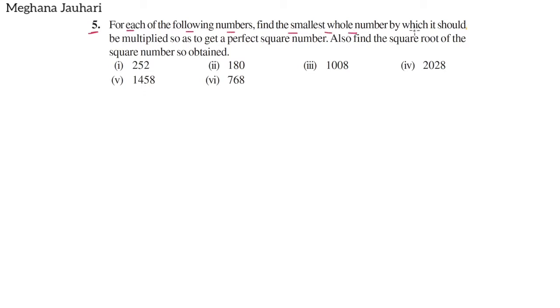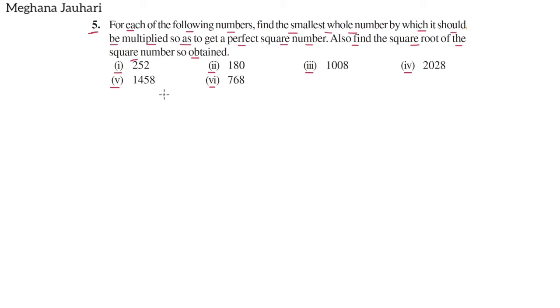In question number 5 we have to find the smallest number by which it should be multiplied so as to get a perfect square number. Also we need to find the square root of the square number so obtained, right? So we have 6 parts in this question for which we are going to find the smallest whole number by which it should be multiplied to get a perfect square number. Okay, so we are going to find the smallest whole number.